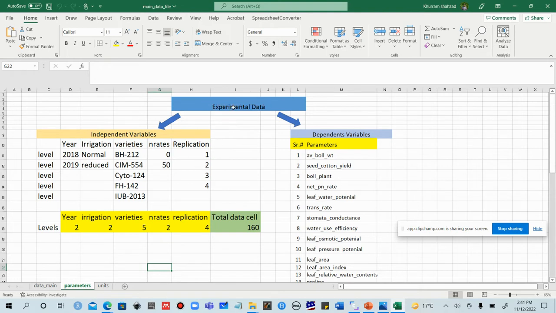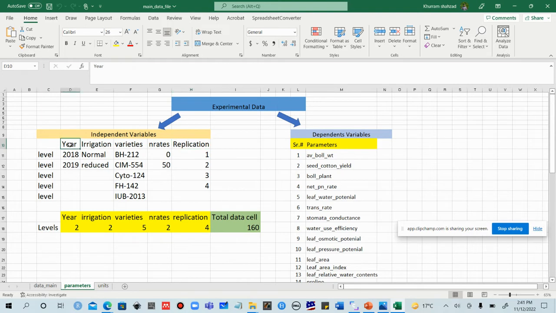An experiment contains two things: independent variables and dependent variables. Independent variables are those whose effect we are going to check on the dependent variable. So understand this point. His independent variables were year, irrigation, varieties, rates, and replication.